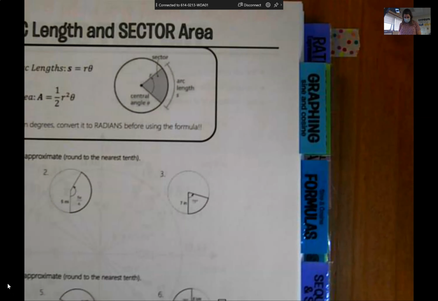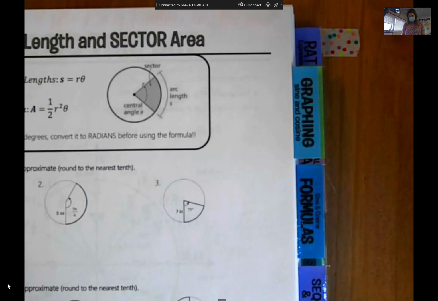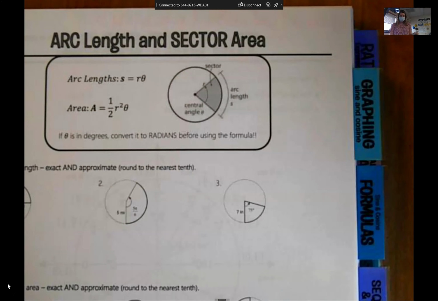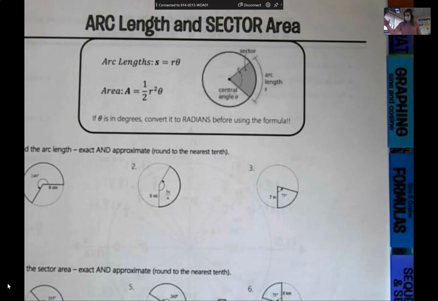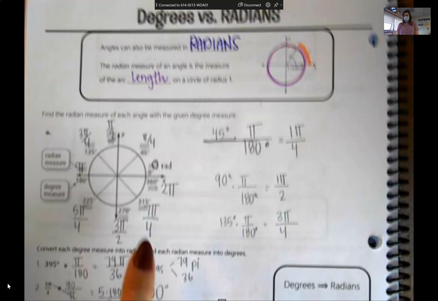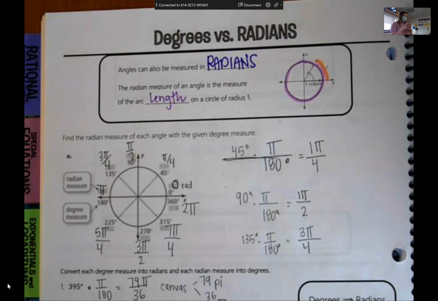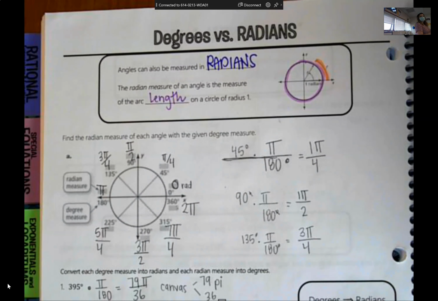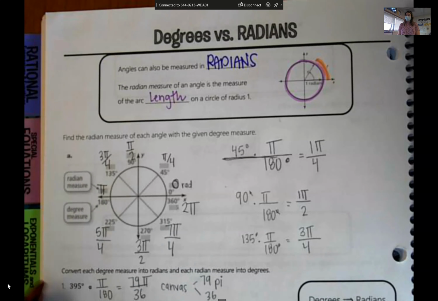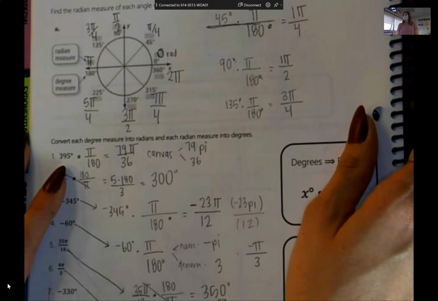Okay, family, we are on page 115. We're doing arc length and sector area today. It is a continuation of what we took a quiz on last time, which is converting degrees to radians. So today we're doing length and area, which means that we're going to rely on formulas, but the one extra step that we might have to take is to change all of our degree measures to radian measures.